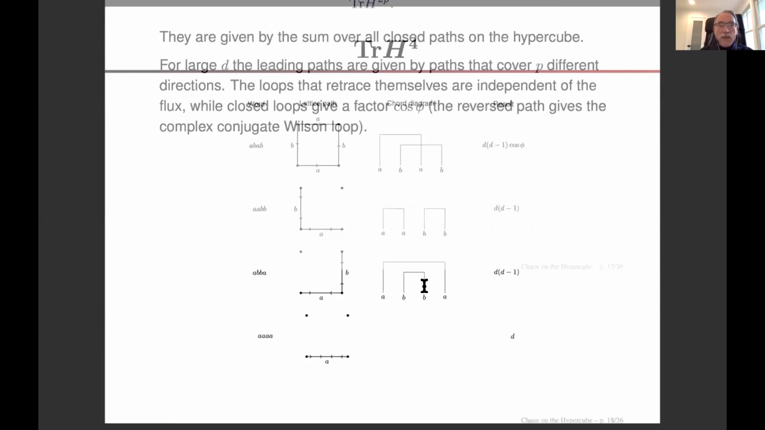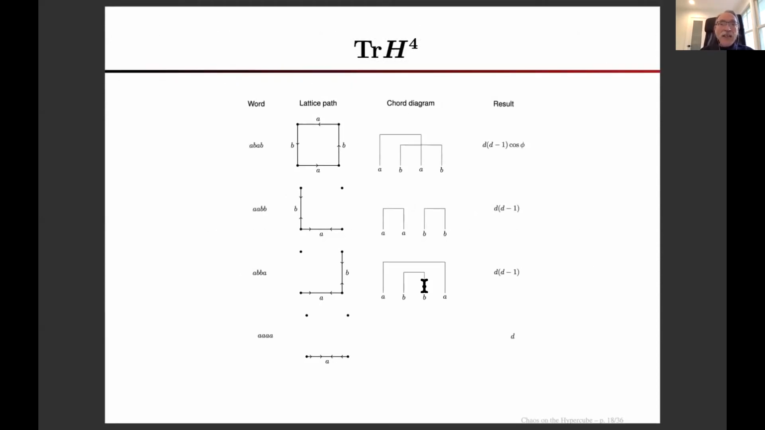And I think I have here a picture for trace h to the 4th. So here there's an example of a closed loop. So in general, there's a loop in d dimensions. So A is one direction, one dimension, B is the other, and it has to be closed. So you have to have A, B, A, B. You can also look at that as a contraction diagram, as you would do in the SYK model.